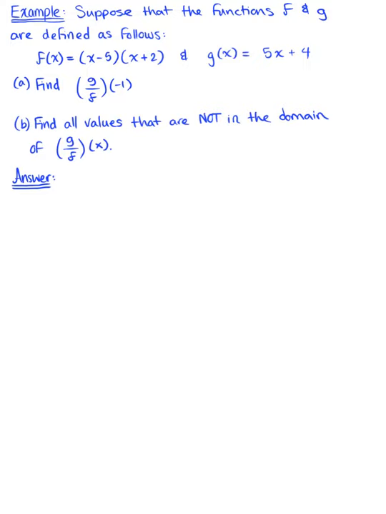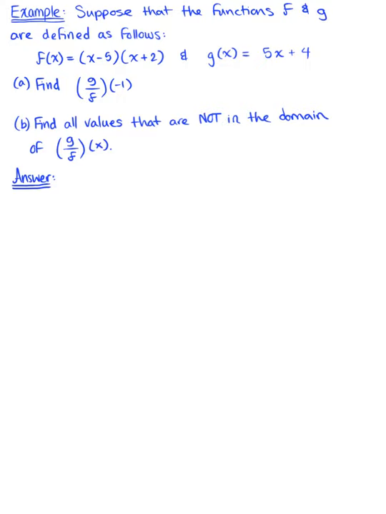Suppose that the functions f and g are defined as follows. So we have f of x is equal to (x - 5)(x + 2), and g of x is equal to 5x + 4. Now, part A is asking us to find the quotient g divided by f at x equals -2.